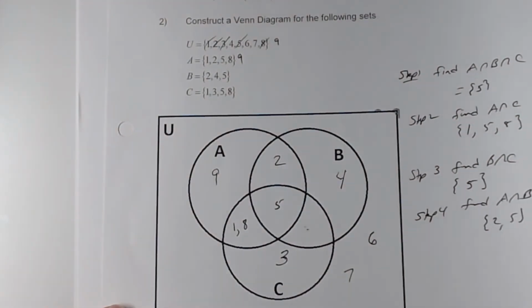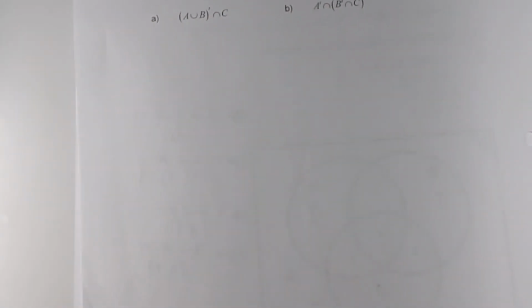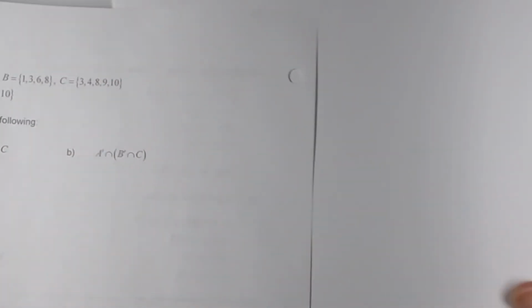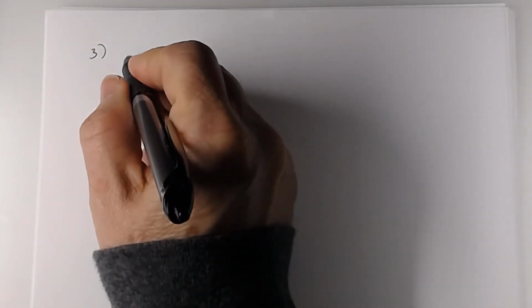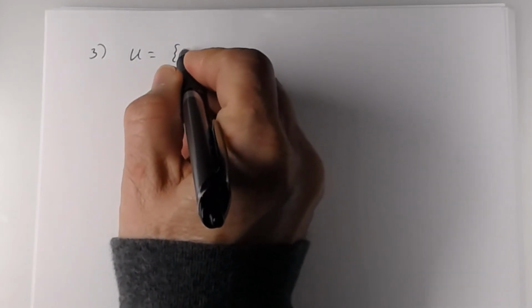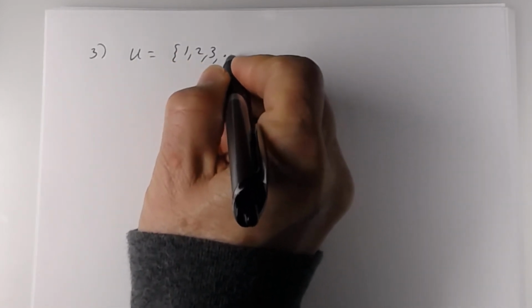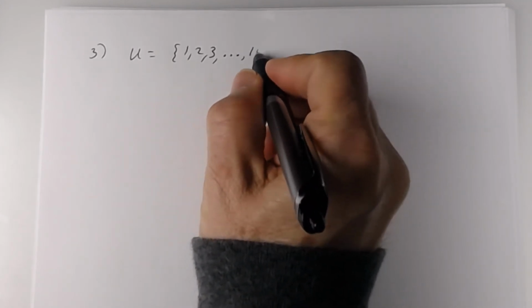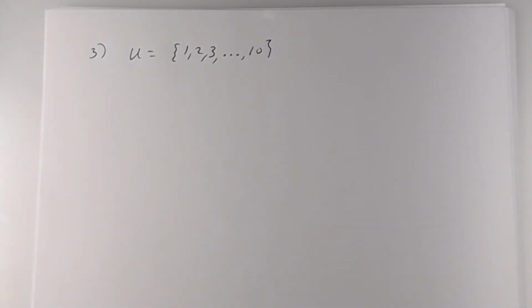All right. Let's see. I think there's a back page. Yep, there's a back page. So let's go to the back page. So this is number 3. You're told that the universal set is this. Now remember those 3 little dots, what does that imply? What's the word for that? Ellipses. So you go 1, 2, 3, 4, 5, 6, 7, 8, 9, and 10.